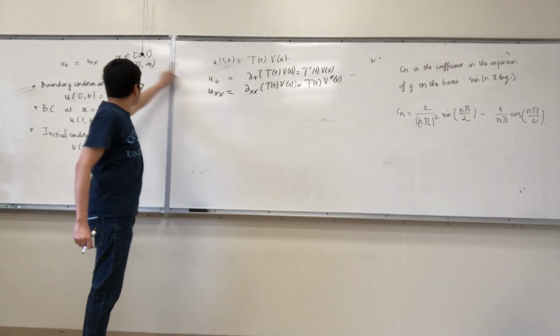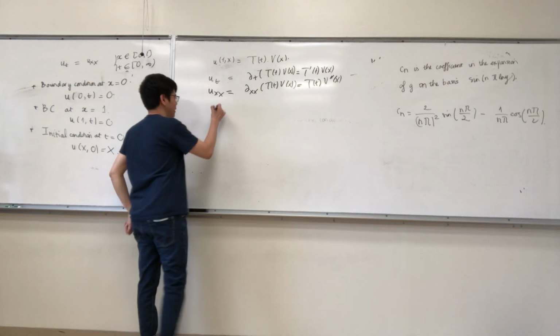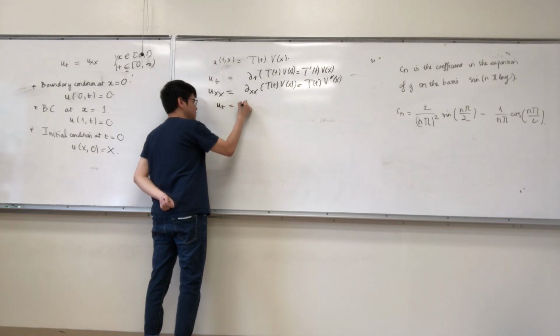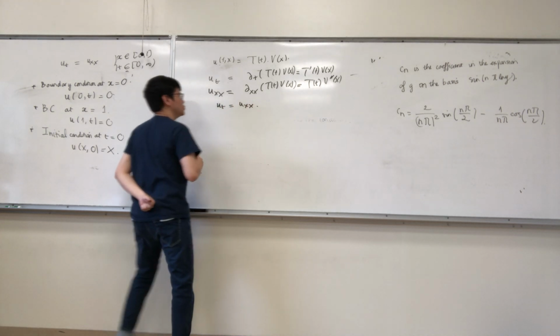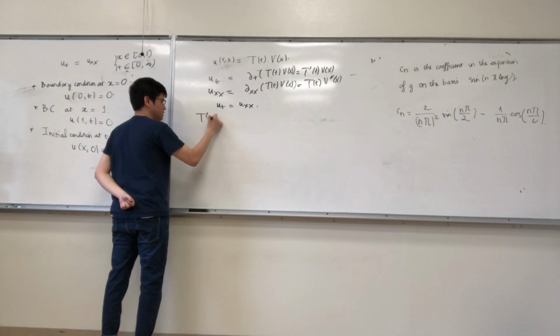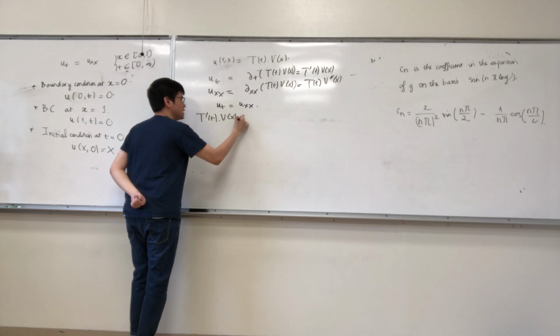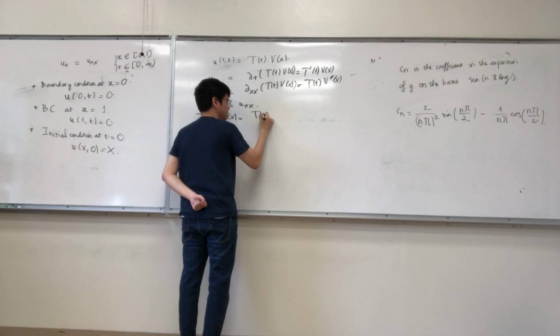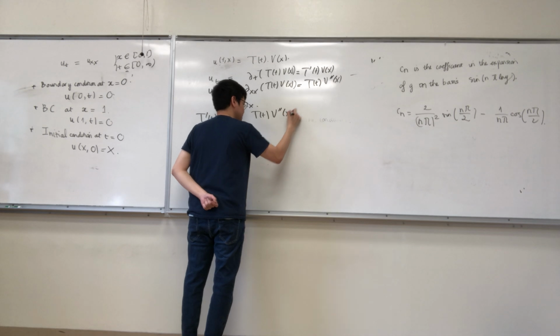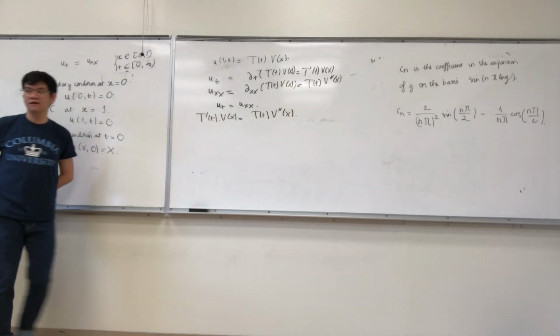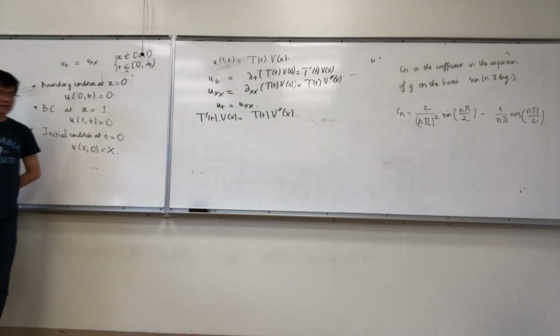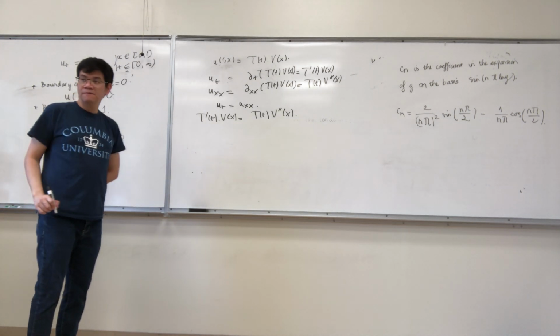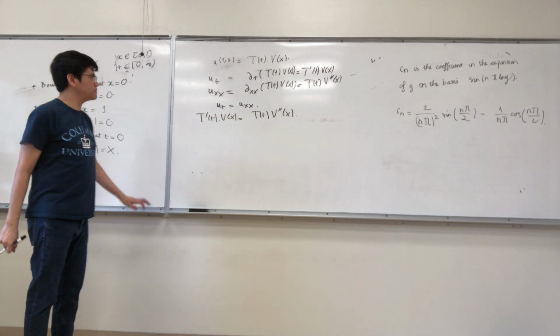Now I'm going to plug everything back into the equation, right? So you have u_t is u_xx, which means that T'(t)V(x) is equal to T(t)V''(x). All right? It's clear? So I explain again.